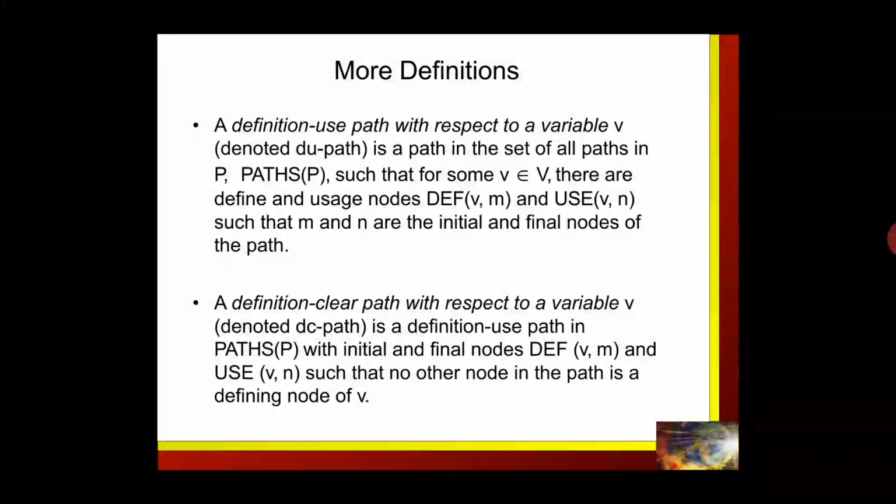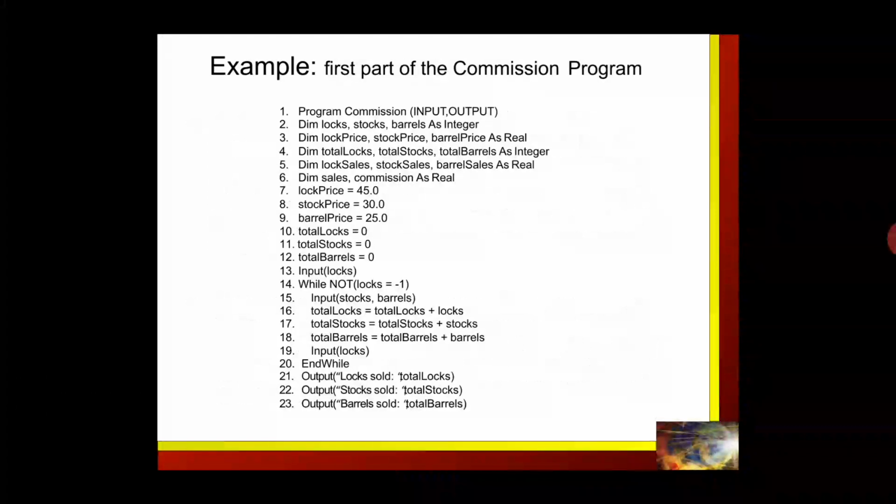A DU path may contain many definition paths, but only one usage path. But in the defined clear path, there is one defined path and only one clear path. That is the main difference between DU path and DC path.